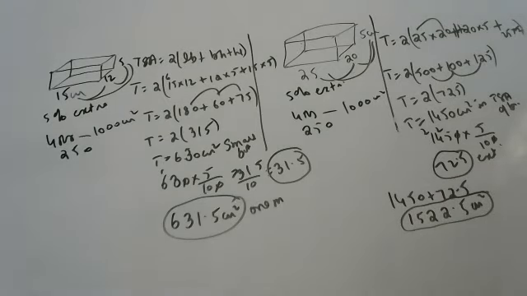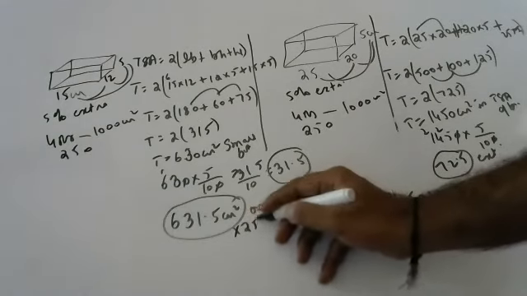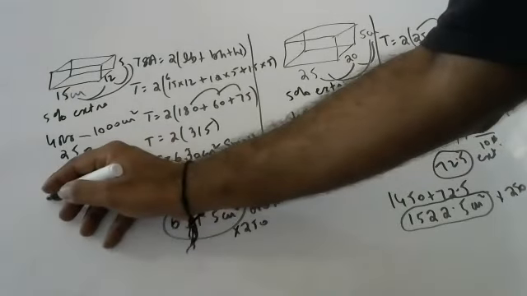Now, how many boxes are needed, children? 250 boxes are needed. Here also, children, 250 boxes are needed, like this 250 boxes. Now, see the cost, children.